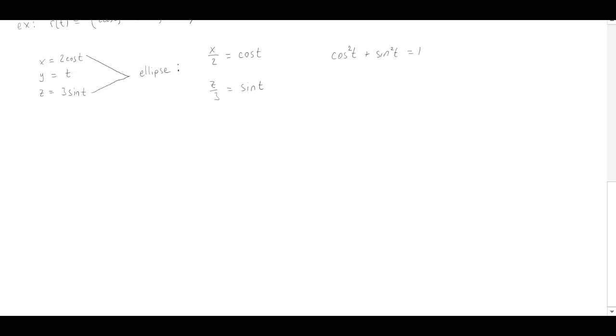So if I substitute cosine t is x over 2, then cosine squared would be x squared over 4, squaring everything. Similarly, sine is z over 3, so sine squared would be z squared over 9. That equals 1. And so then you recognize this as the equation of an ellipse in the xz plane.